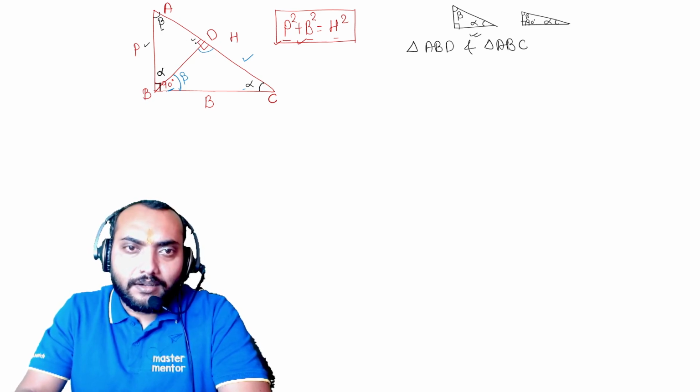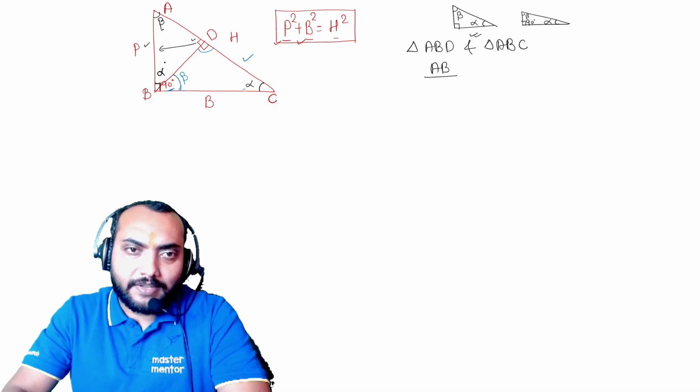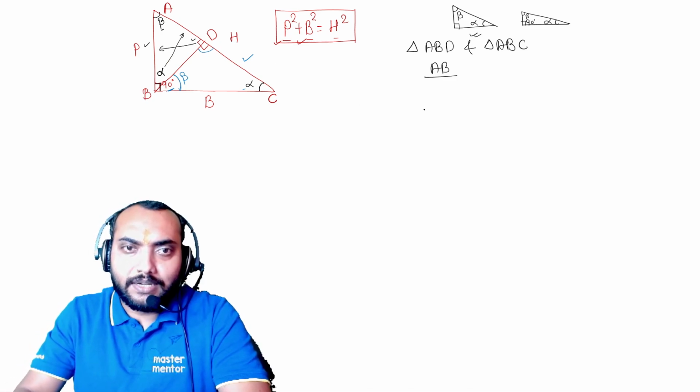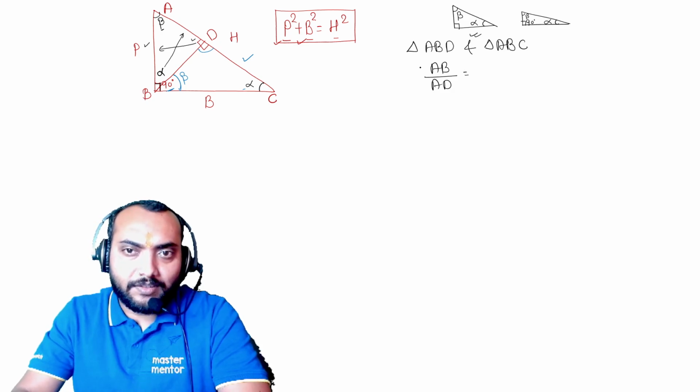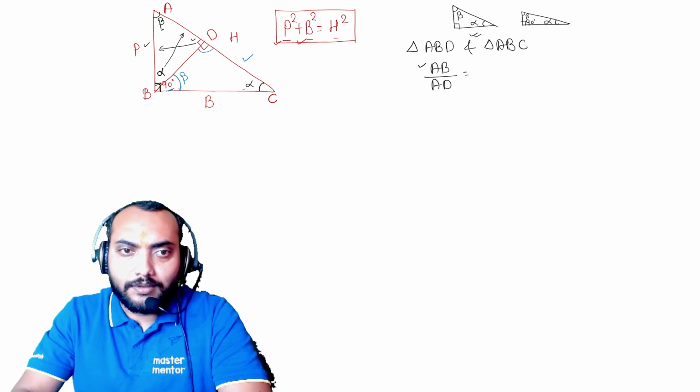Here I'm taking the side which is opposite to the 90-degree angle, that is AB. And the other side that I want to take is opposite to alpha, that is AD. Now the same thing I need to take from the bigger triangle also. In the bigger triangle, B is 90-degree, so opposite to B is AC, so I'll take AC. Opposite to alpha in the bigger triangle is AB, so I'll write here AB.